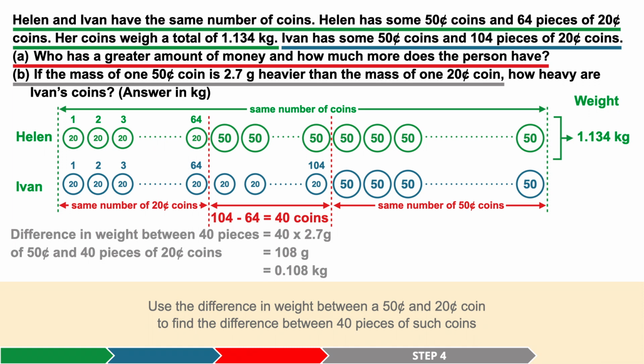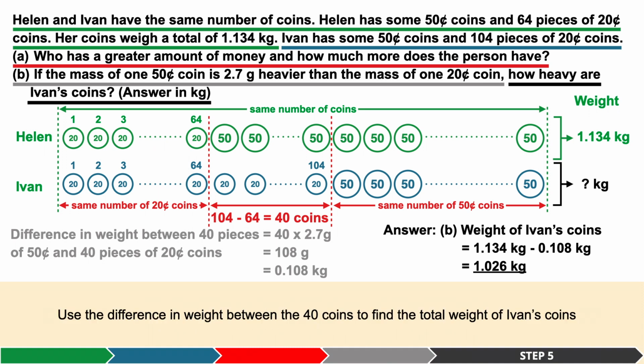Step 4. If the mass of one 50-cent coin is 2.7 grams heavier than the mass of one 20-cent coin, we can find the difference in the weight between 40 pieces of 50-cent coins and 40 pieces of 20-cent coins. 40 times 2.7 grams gives us 108 grams, which is equivalent to 0.108 kilograms.